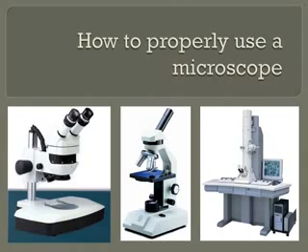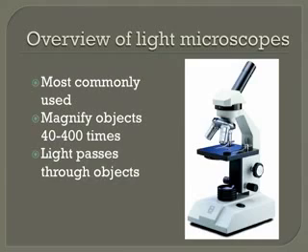Again, the emphasis of this video will be on the use of a compound light microscope. An example of this type of microscope is exhibited in the middle picture. Compound light microscopes are the most commonly used type of microscope in a high school science classroom setting. They are typically used to view objects that would be impossible to see with the naked eye.